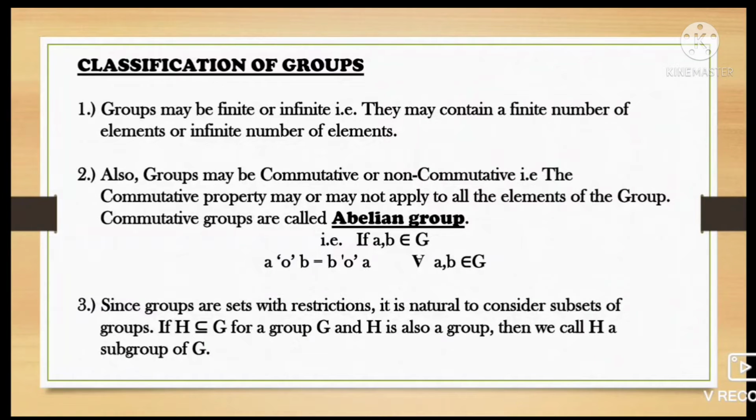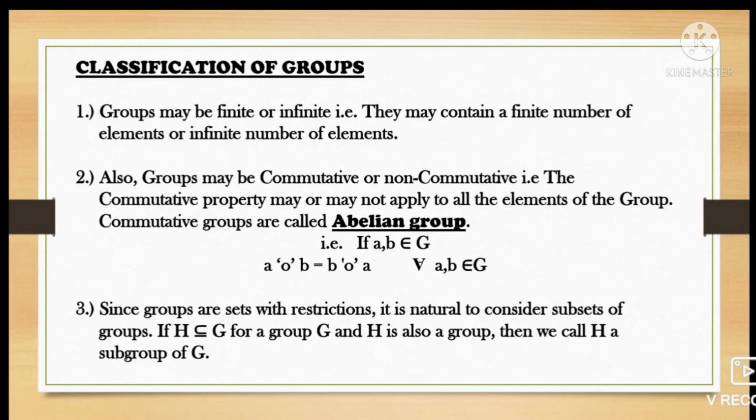For the satisfaction of the commutative property, when a, b belong to the set G, this implies that a operated on b and b operated on a should be equal. Only then will the commutative property be satisfied, for all a, b belonging to the set G.